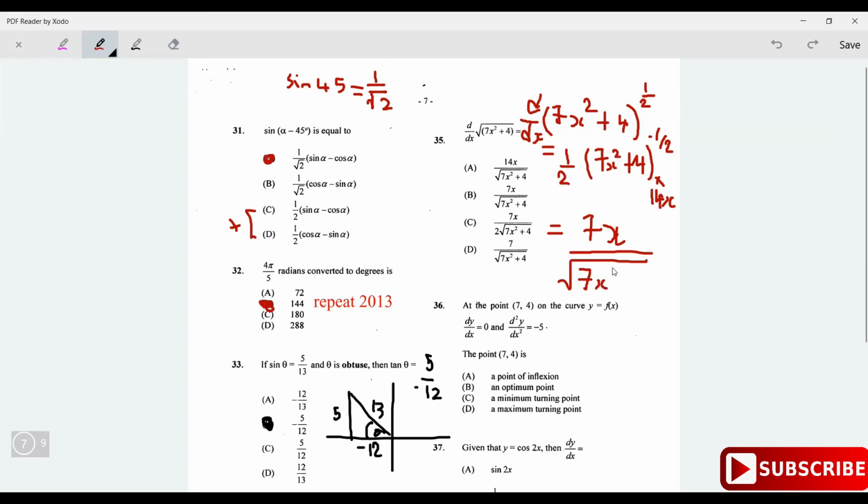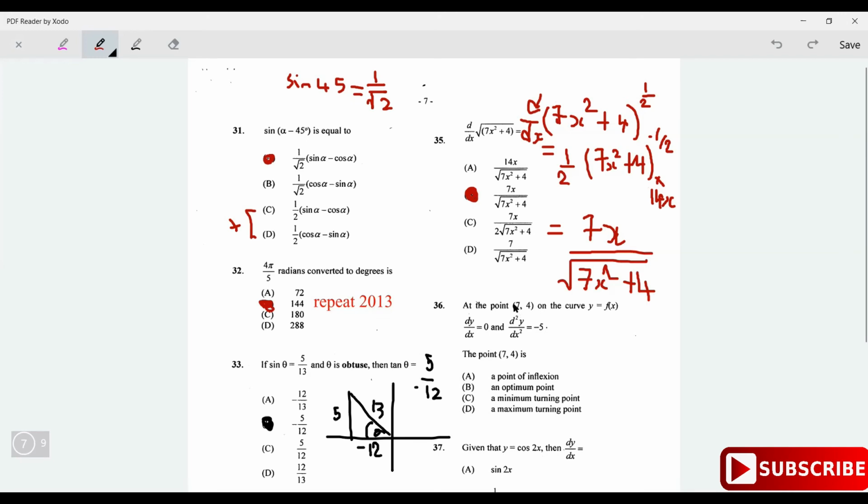Oh, that's 4 plus 4. So that's the answer: 7x over the square root of 7x squared plus 4. Easy. This question says, at the point (7, 4) on the curve, dy by dx is 0.